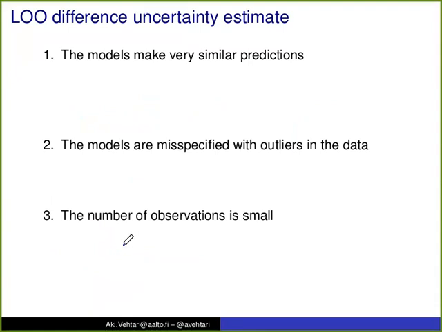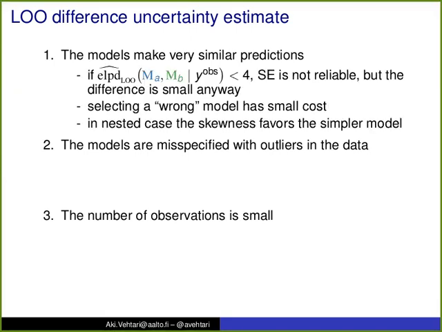So to summarize, there are three cases where we may have problems. The first: the models make very similar predictions. The good thing is that if this ELPD difference estimate is something less than 4, for example, we know that the standard error estimate and the normal approximation are not reliable, but the difference is small anyway. Selecting a wrong model has a small cost because the true predictive performance would be similar. And it seems that in the nested case, the skewness favors the simpler model, which is good.